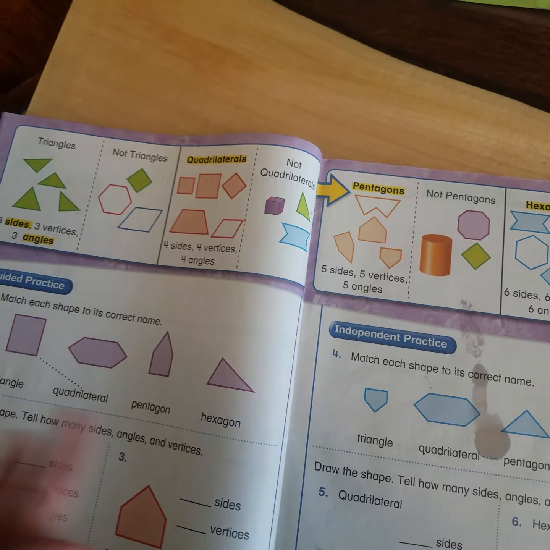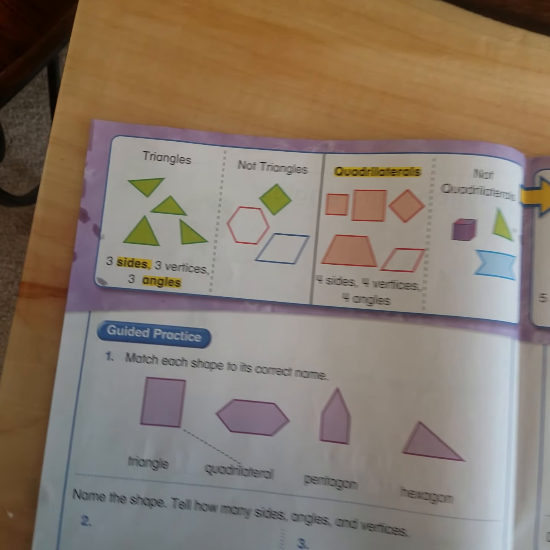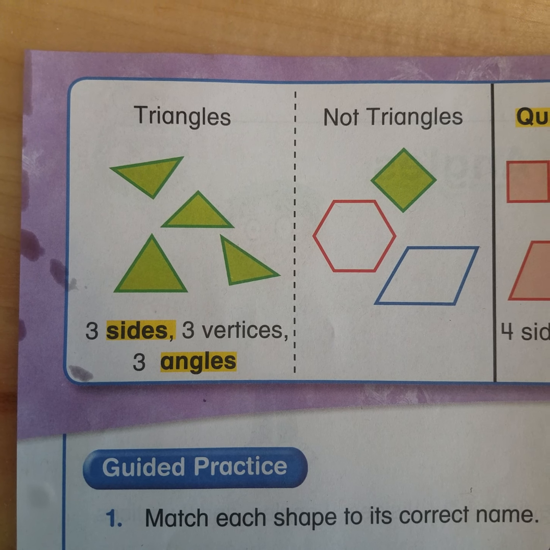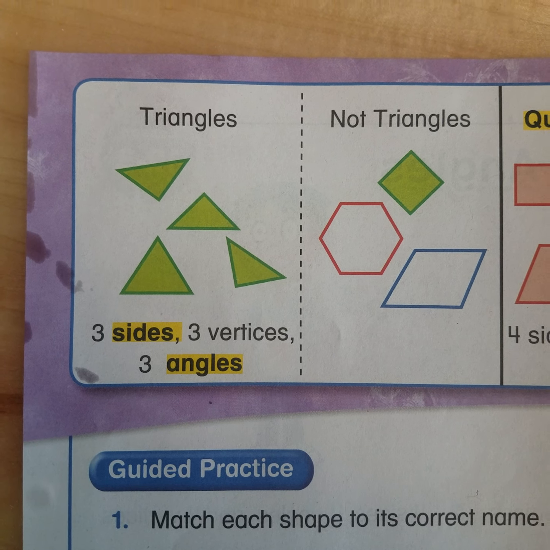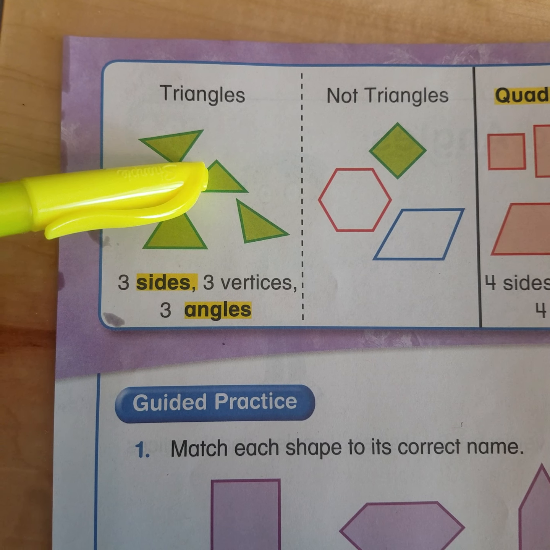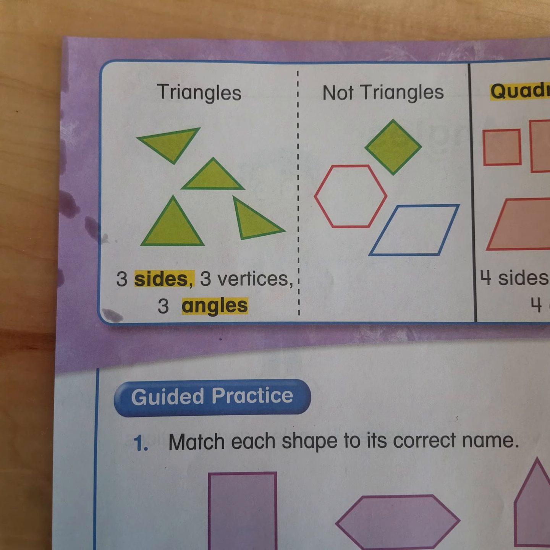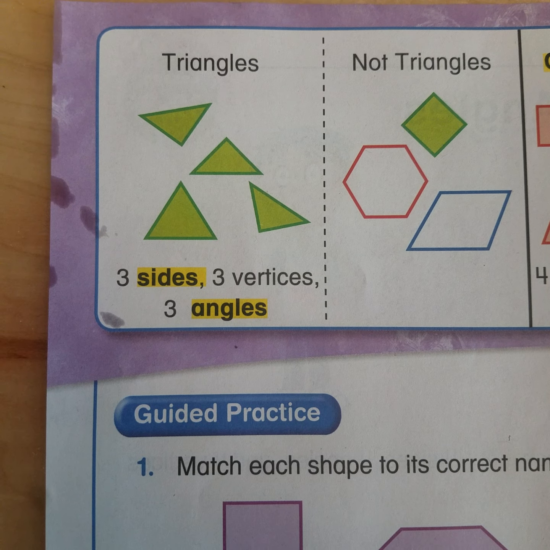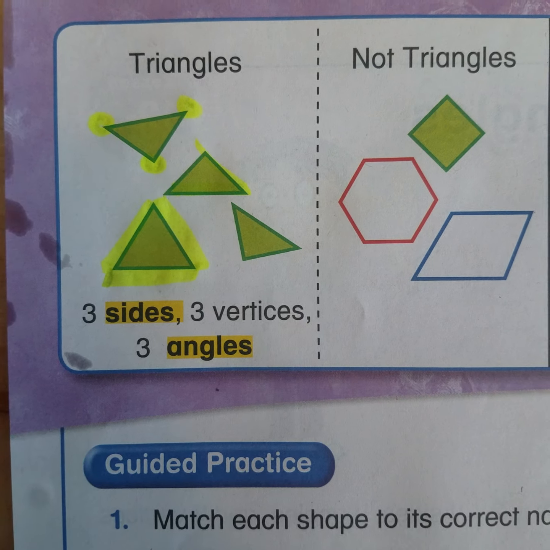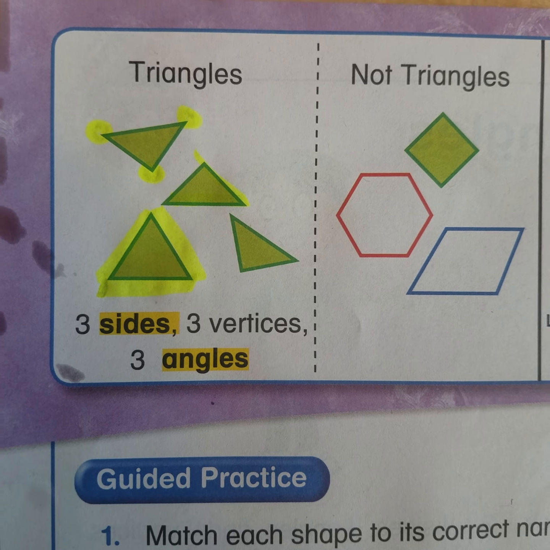I'm going to just pop this book open so we can talk about them a little bit. One type of polygon is a triangle, and all triangles, regardless of how they're shaped, do you see how these aren't all congruent? They're the same shape, but they're not the same size, have 3 sides, 3 vertices, and 3 angles.